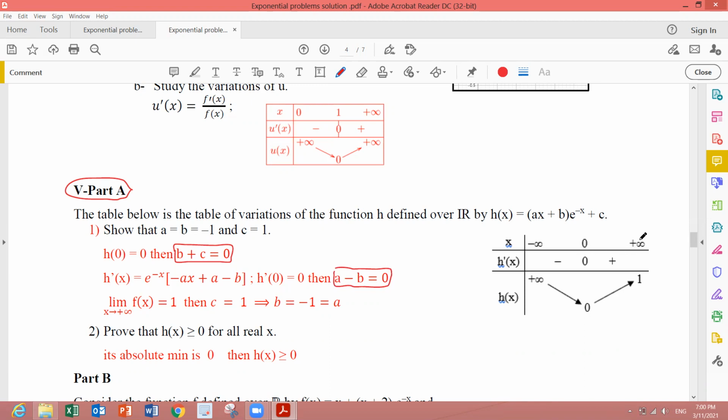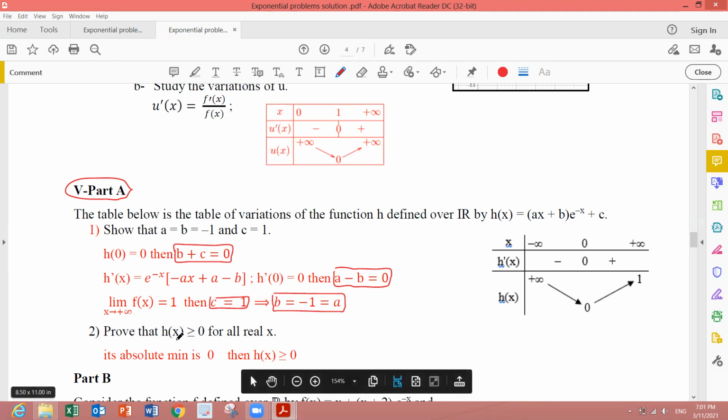Now, the limit as x tends to plus infinity is 1. The limit as x tends to plus infinity of this one is 0, so we get c equal to 1. C equal to 1, b plus c equal to 0, so b equals minus c, equal to minus 1, and a equals b. So we get this one.